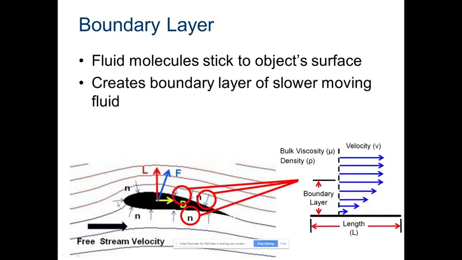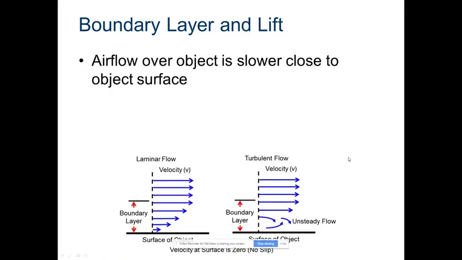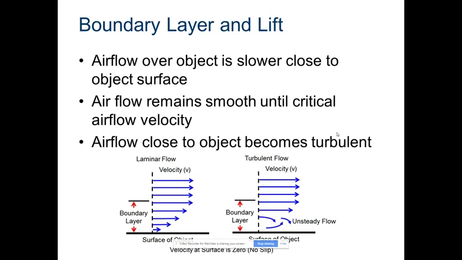So fluid will stick to an object's surface that's going through the air, which will create a boundary layer, and this is crucial to wing performance. Airflow over the object is slower close to the object's surface, so the closer it gets to it, the slower it gets. It will remain smooth until you reach a critical airflow velocity, where airflow close to the object will become turbulent.